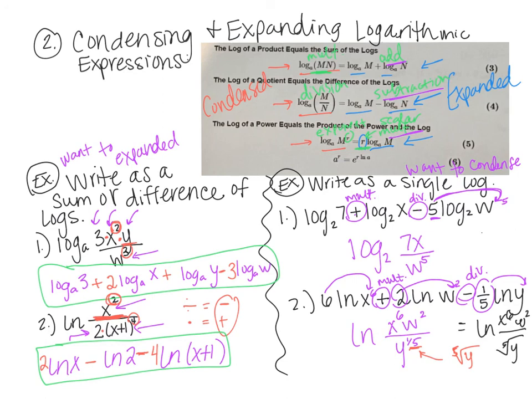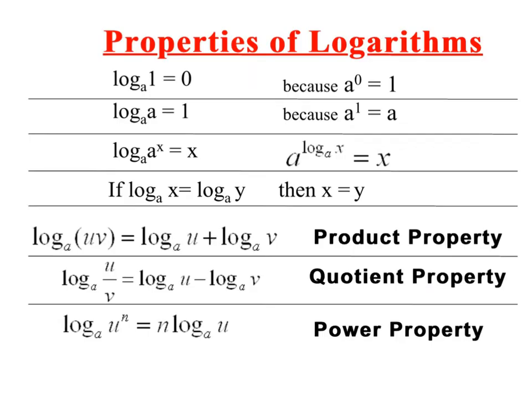Expanded form, I should see addition, subtraction, and scalars in front. Condensed form, I should see multiplication, division, and exponents. So now we've looked at all of the different properties. Here they are again, put all together. Maybe this is an easier way for us to look at them.